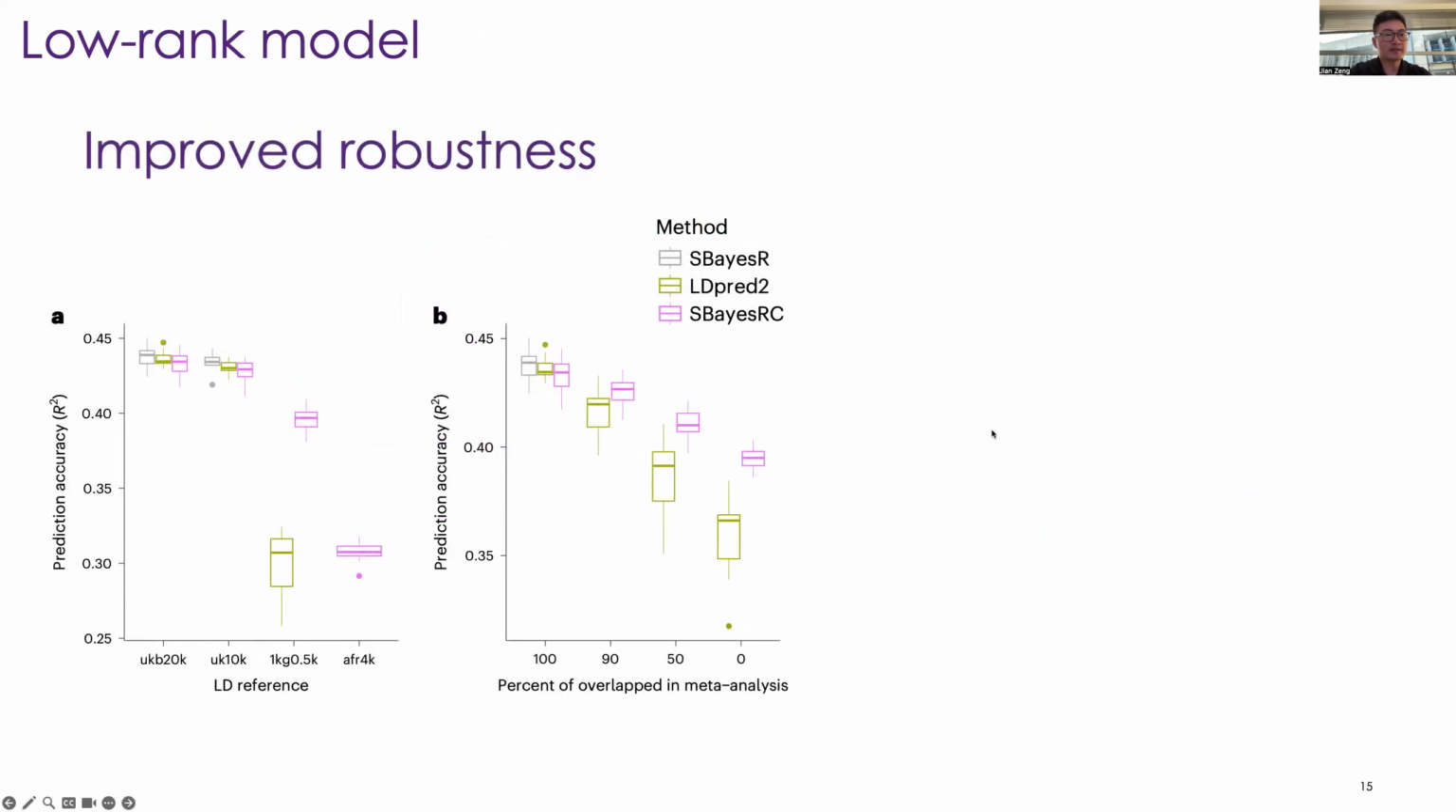So as I mentioned, this low-rank modeling not only improved the computational efficiency, but also improved the robustness of the method. We tested that using a smaller LD reference sample size, or in an extreme case, using LD from a different ancestry. As expected, the prediction accuracy reduced. However, we are able to preserve a higher proportion of the prediction accuracy compared to the other methods.